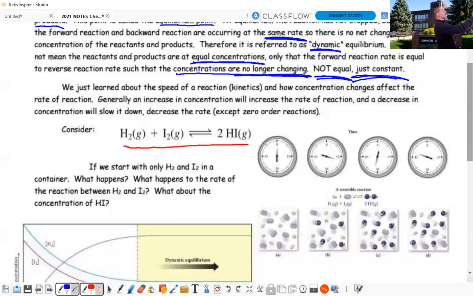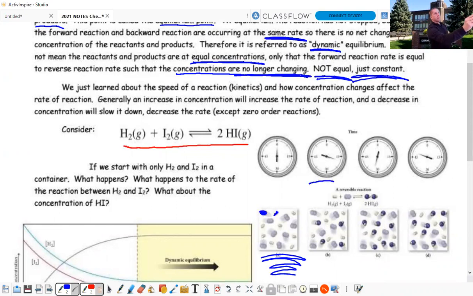All right, so if we start with only H2 and I2 in a container, what happens? Well, as I described, the reaction is going to proceed in the beginning only from left to right. It can't go from right to left because there is no HI yet. So initially, no HI. You can see that in the picture down here. We just have H2s and we just have I2s.